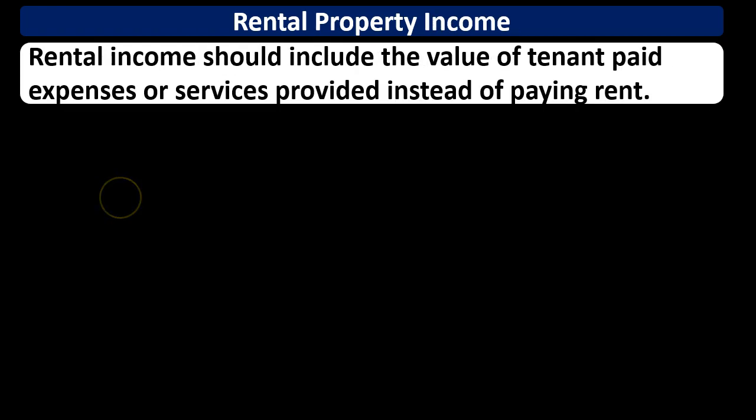Rental property income. So if we think about the typical Schedule E, what's going to be the income line? What's going to be the line for income? It's going to be the rental income, and it's going to be including what the tenant paid, as well as tenant paid expenses or services provided instead of paying rent.